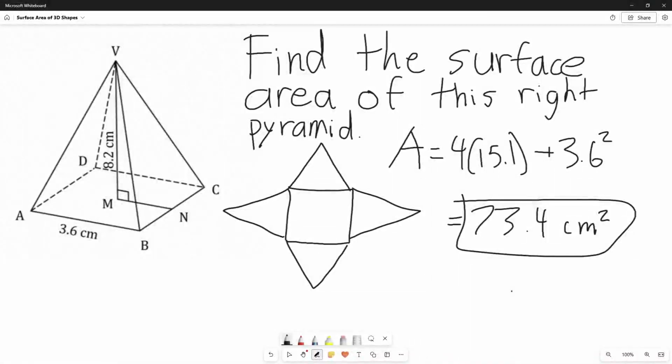So everything that I explained in this video and all the problems that I went through should teach you everything you need to know about surface area of 3D shapes.